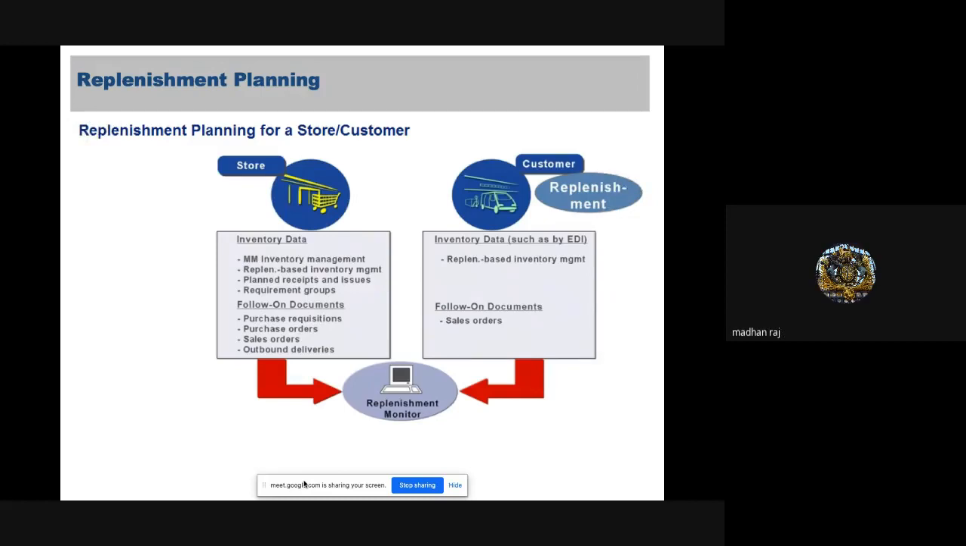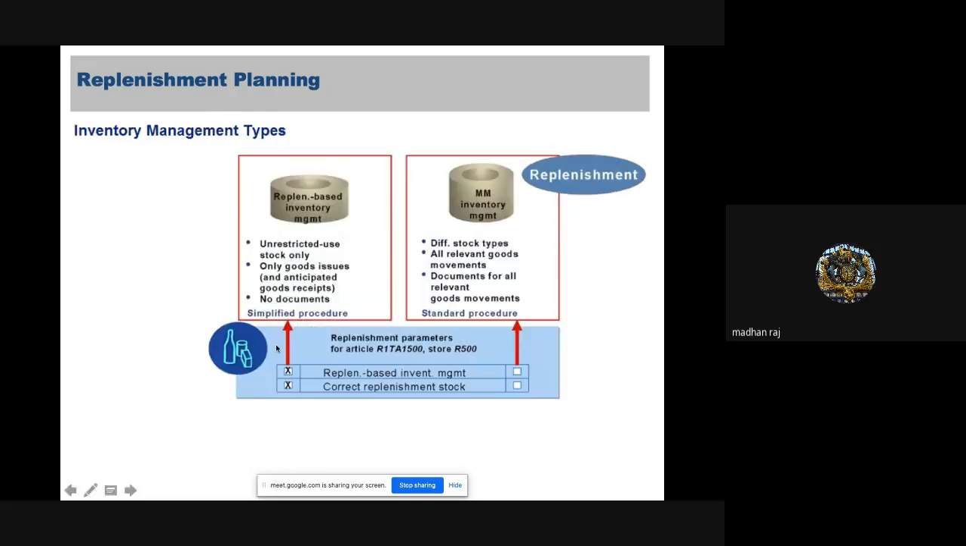For replenishment, there are two types in retail, the simplified approach and the detailed approach. Material management based inventory management is the detailed approach, and replenishment based is the simplified approach. The follow-on documents can be purchase requisitions, purchase orders, sales orders or outbound deliveries, whichever way you want. When you calculate the current requirement, the formula is different for these two. In replenishment based inventory management, it only considers the unrestricted use stock and the goods issue that I have done. Whereas in the detailed approach, it can consider stock of different types, unrestricted, blocked, quality inspection, and all the relevant goods movements. It can expect what is expected in my store in the next 2 days.